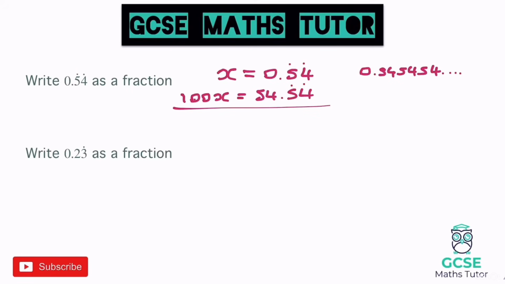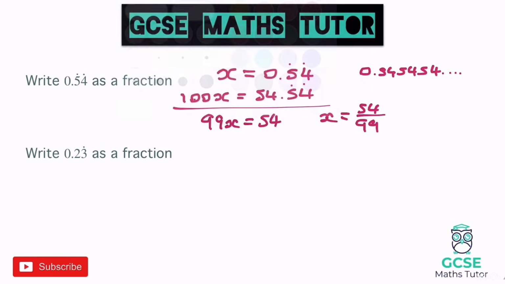If we take them away from each other, we have 99x equals 54. And make sure that you actually do use your algebra to show this. Now we can divide both sides by 99, so x equals 54 over 99. And there it is as a fraction. You do just need to check to see if your fraction simplifies. So do check to see if this one simplifies. This one actually does. The top and the bottom both divide by 9.